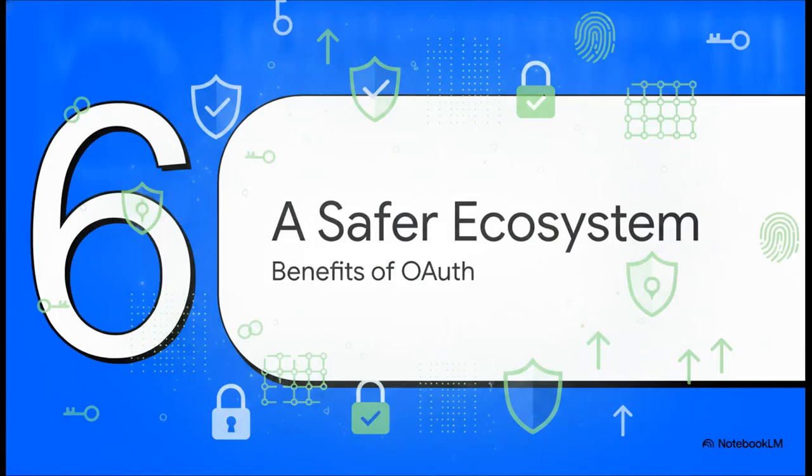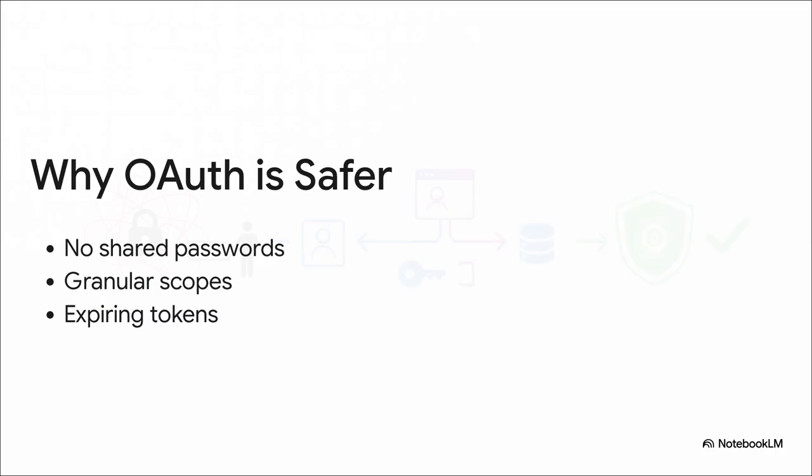Finally, Section 6, a safer ecosystem and the benefits of OAuth. Let's bring this all together and look at the tangible benefits of leaving those shared passwords behind and exactly why OAuth is safer. By replacing permanent credentials with temporary tokens, we drastically limit the blast radius of any potential security breach. Passwords are never shared. Permissions are locked down to highly granular scopes. Access tokens are designed to be short-lived, sometimes expiring in literally just 15 minutes. And most importantly, if an app turns out to be malicious, you can instantly revoke its access without ever needing to touch your primary account password.